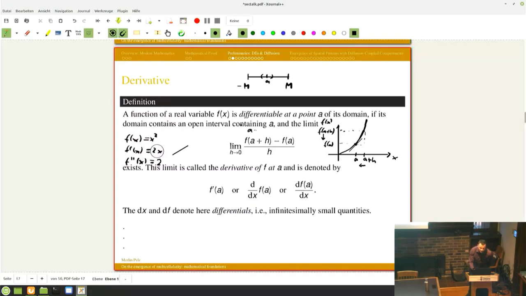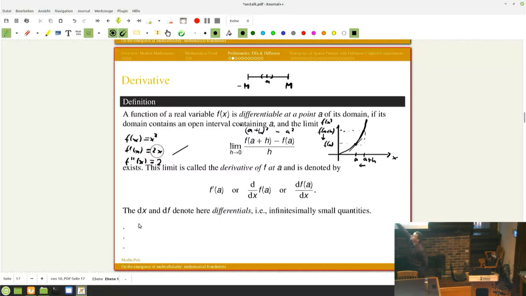Then we plug a plus h inside. We subtract a squared, and then when we multiply this out, we see that the a squared cancels. We get 2ah plus h squared, divide by this h, let the limit go to zero, and we see we are getting 2a. That's the proof. Okay.